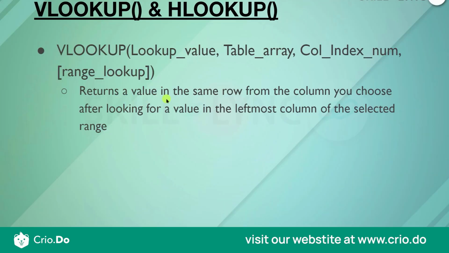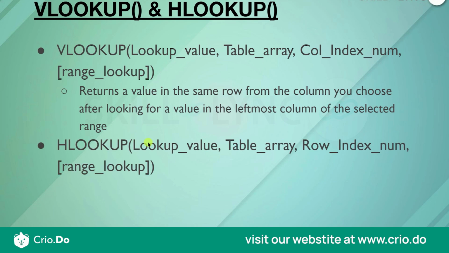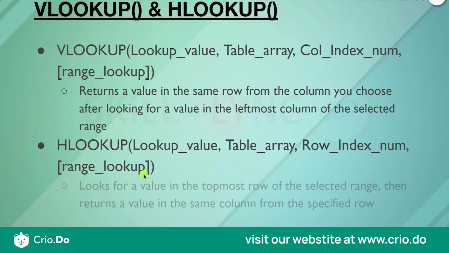Now you can read this description. Returns a value in the same row from the column you choose after looking for a value in the leftmost column of the selected range. Next we have the HLOOKUP function. So HLOOKUP function, how is it working? It is working in the same manner as VLOOKUP was working. The same arguments we are providing: lookup value, table array, and row index number. This time we are telling about the rows, which row you want to select. Then the lookup range looks for a value in the topmost row of the selected range, then returns a value in the same column from the specified row. So of the two functions, one is for the vertical direction and another is for the horizontal direction.